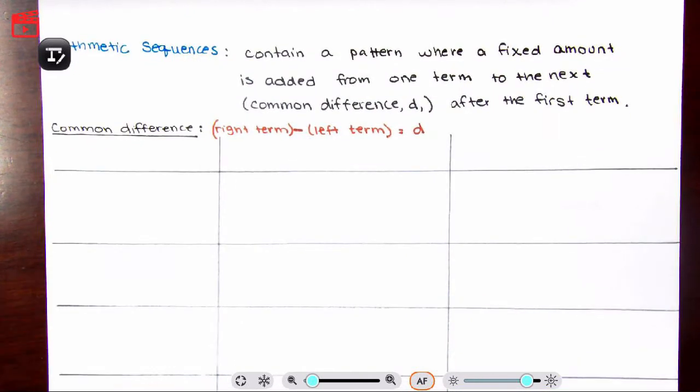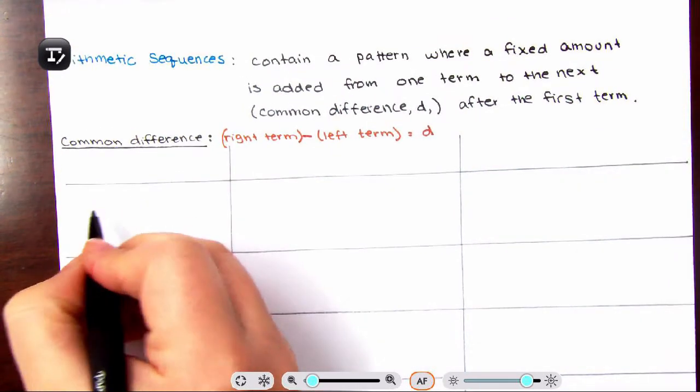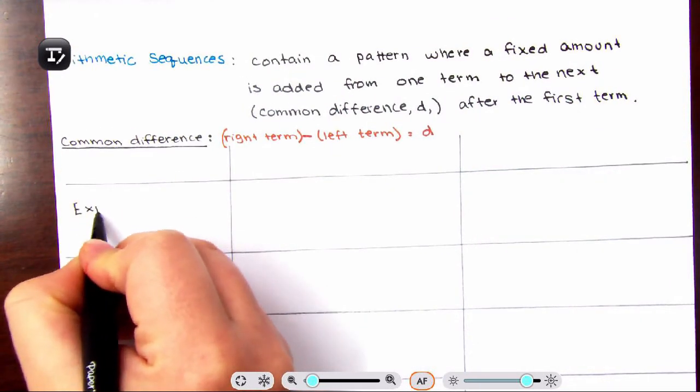All right, let's go ahead and talk about formulas. If you do have a common difference and your sequence is arithmetic, you're going to have a few different formulas that you need to know. Two of these formulas are going to be more often used than the other ones, but you still need to be aware of all of them. So the very first one we're going to do is what's called the explicit rule.